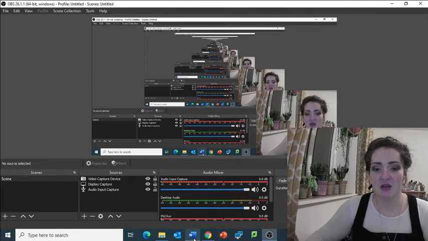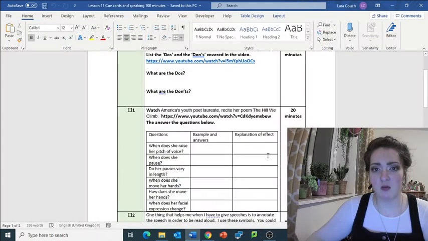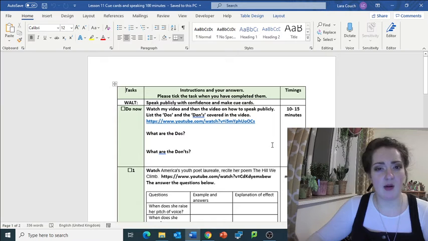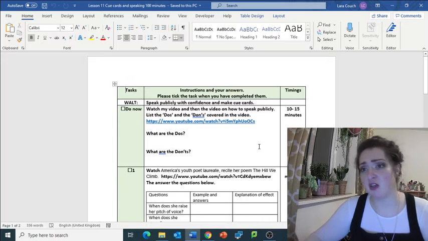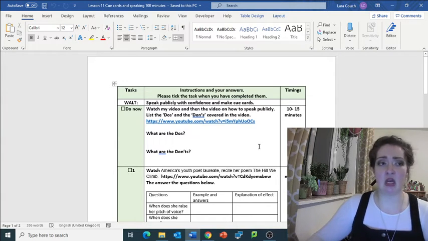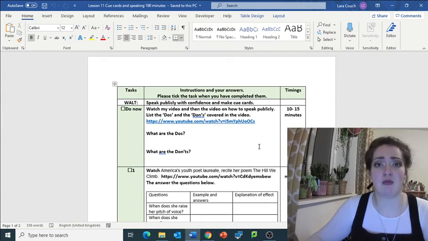Again, Year 10, so today we are working on how to speak publicly with confidence and making your cue cards for your speech, because if you want to get anything over a pass, you're not going to be able to read your speech off a piece of paper. So one of the assessment objectives is having persuaded your audience.